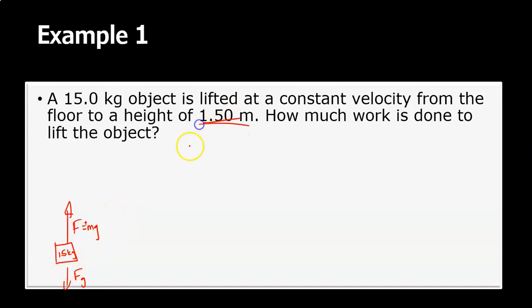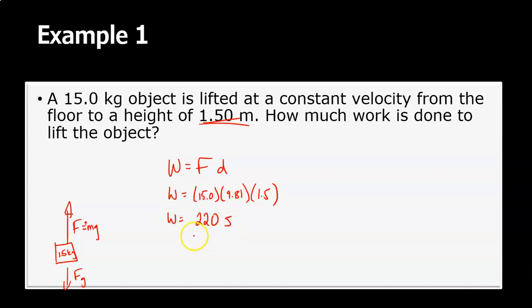We're using a distance of 1.5 meters, and work being force times distance means the work can be calculated with the 15.0 kilograms multiplied by 9.81, because we assume we're on Earth, multiplied by a distance of 1.5 meters. That gets you 220 joules of work that are done. Notice again, it's the applied force that we are using to say how much work we are doing.